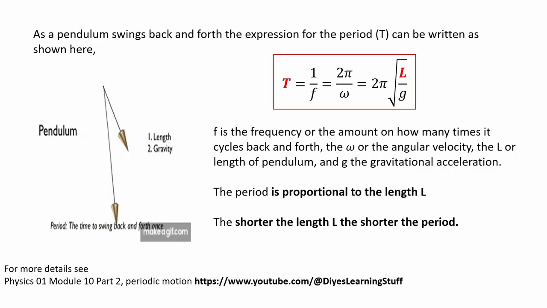As a pendulum swings back and forth, the expression for the period, or the time it takes for one complete cycle, is shown here in the equation, where f is the frequency, or how many times it cycles back and forth, ω the angular velocity, L the length of the pendulum, and g the gravitational acceleration. Here we see that the period is proportional to the length L, so that means the length primarily determines the period. The shorter the length L, the shorter the period, and we see it in the simulation. A shorter period makes one complete cycle faster to achieve.